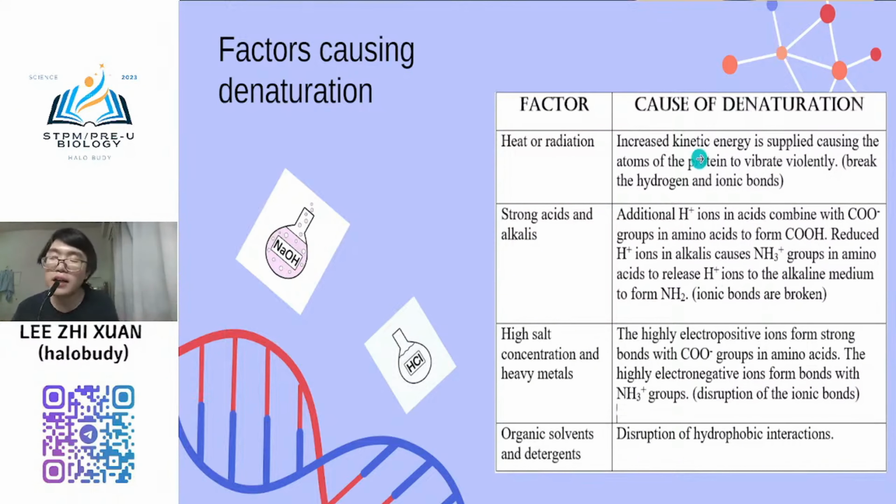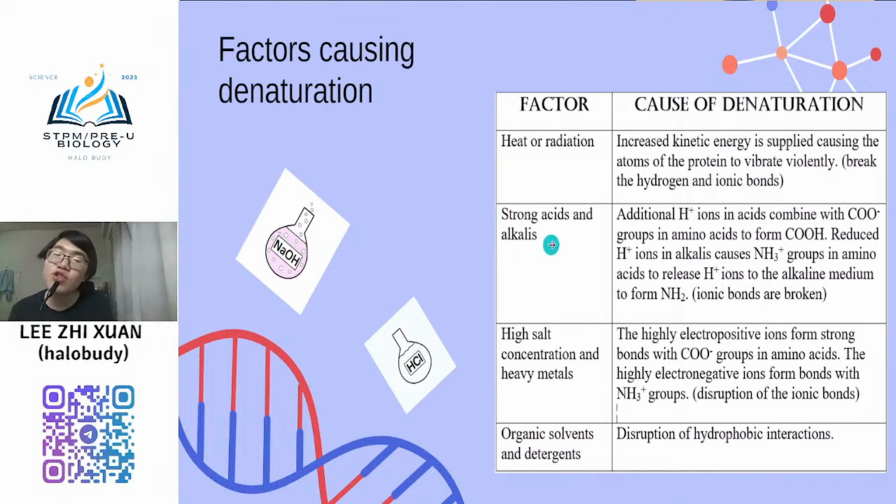Because in a very hot situation, you will increase the kinetic energy between your atoms, so that the interactions in your protein will be very active. If too active, hyperactive, it can break down your hydrogen bond and also ionic bond. When it breaks down, the 3D structure is affected.